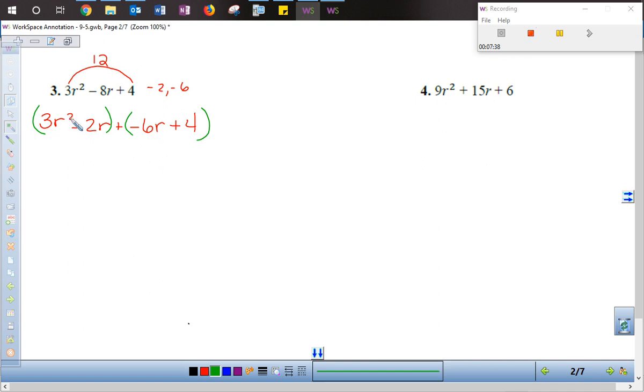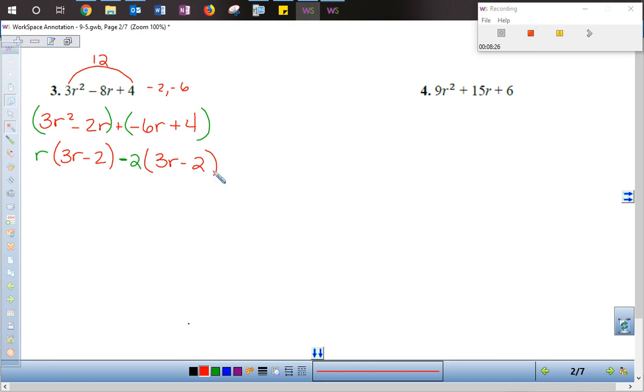So 3r squared minus 2r, 3 and 2 don't have a GCF, but again I can take out an r, and 3r squared divided by r leaves me with 3r, and 2r divided by r leaves me with negative 2. Now let's see what I have to take out of my second binomial. My first term here is negative, which means I have to factor out a negative number because we don't want that to happen. And 6 and 4 both have a 2 in common, so I can factor out a 2. Now let's see what I have left. Negative 6r divided by negative 2 leaves me with a positive 3r, and 4 divided by negative 2 will leave me with a negative 2.